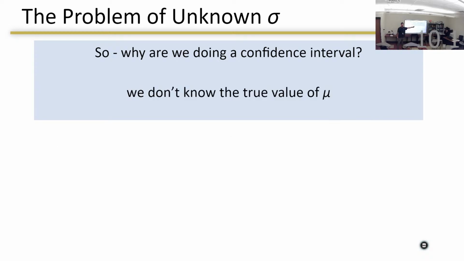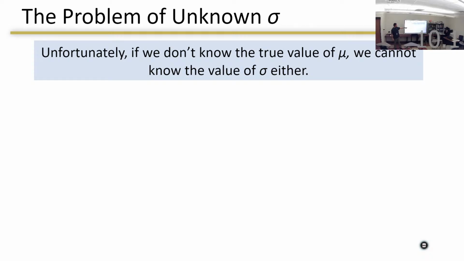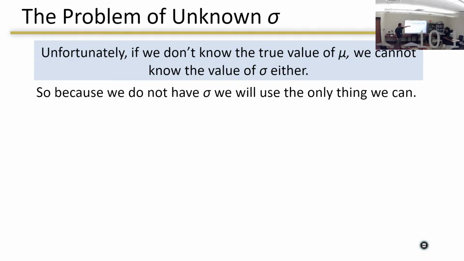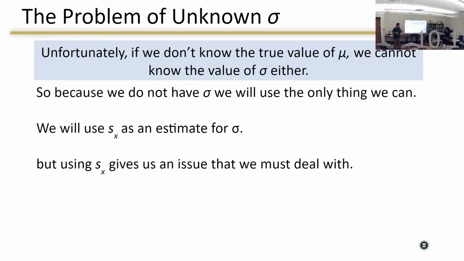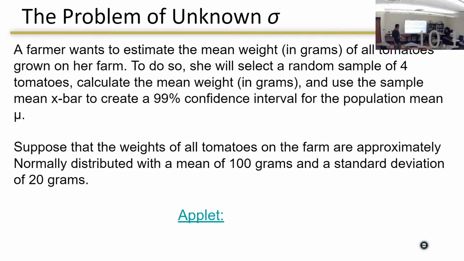We don't know the true value of mu. And if I don't know the true value of mu, there's no way for me to calculate population standard deviation or sigma. I can't. So because I don't have sigma, we're going to use the only thing we can use, which is the sample standard deviation. By using s, it gives me an issue that we're going to have to deal with. And so here's what they're going to want us to do. This goes through a whole problem and a whole applet of showing why.